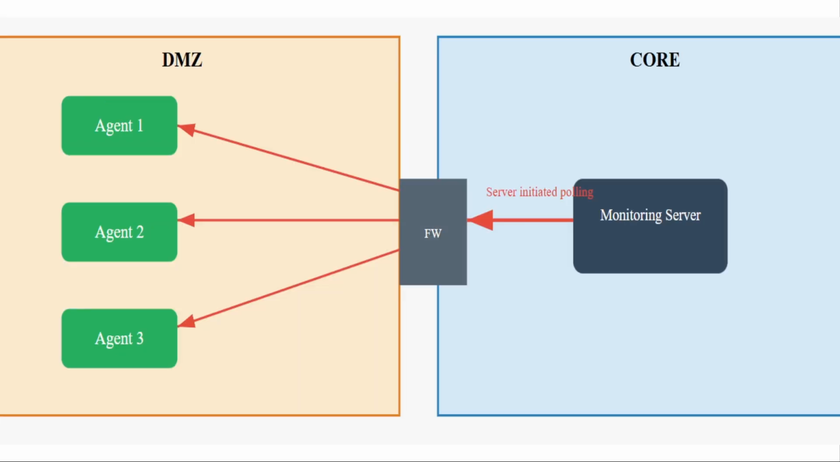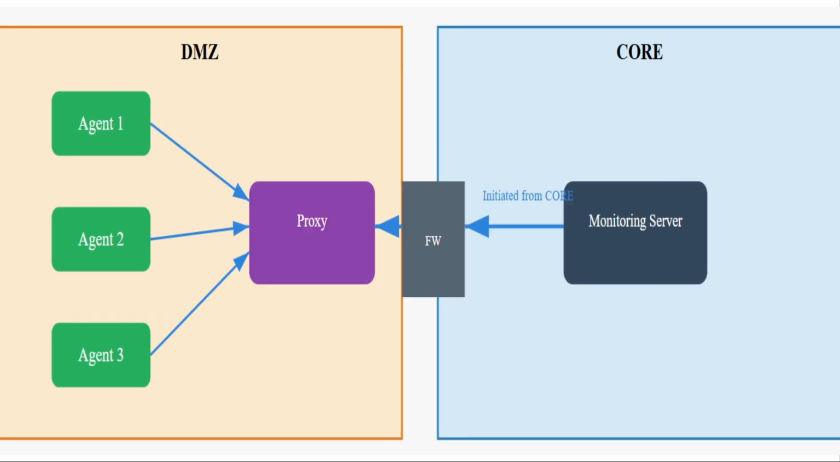Here we have a core network and a DMZ network. The monitoring server is installed in the core network. It initiates the connection to the agents located in the DMZ. In other words, this is a server-initiated communication model. The reason for choosing this model is security. In most organizations, security teams do not want to allow connections from the DMZ into the core network. The core network is considered the more trusted and secure environment.